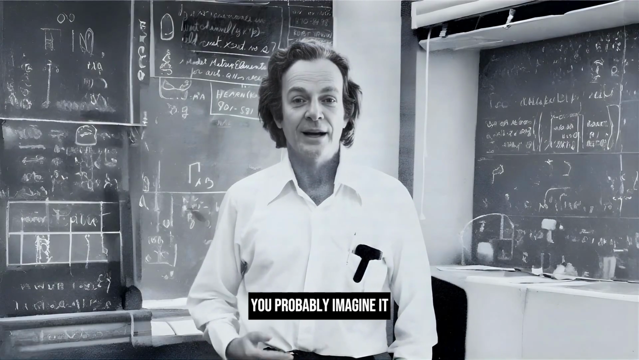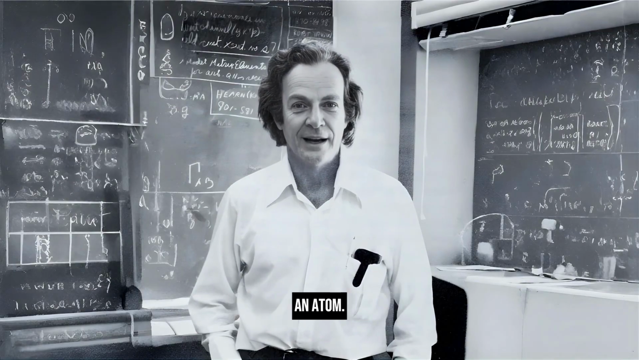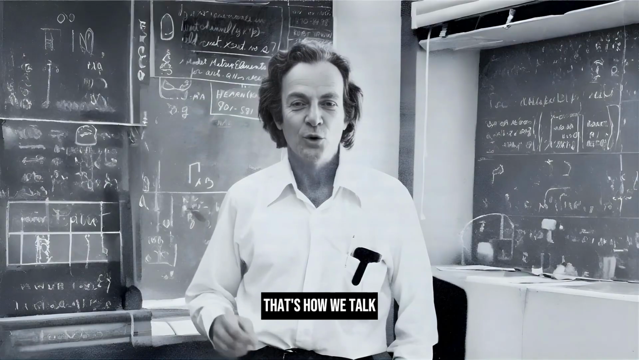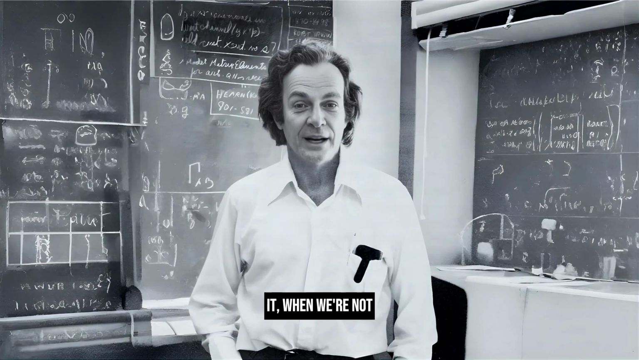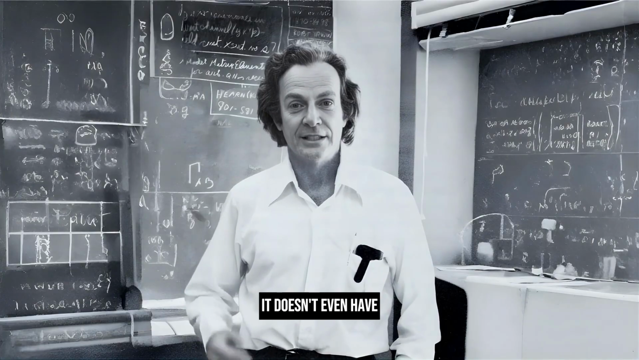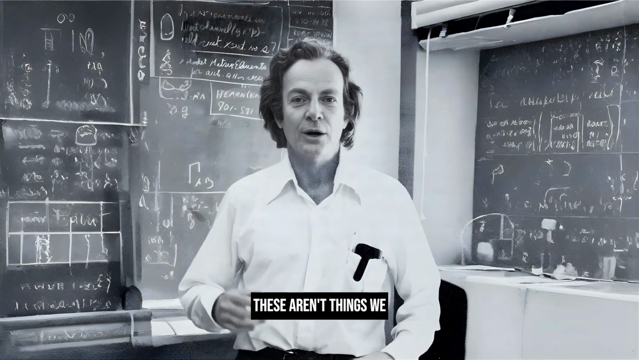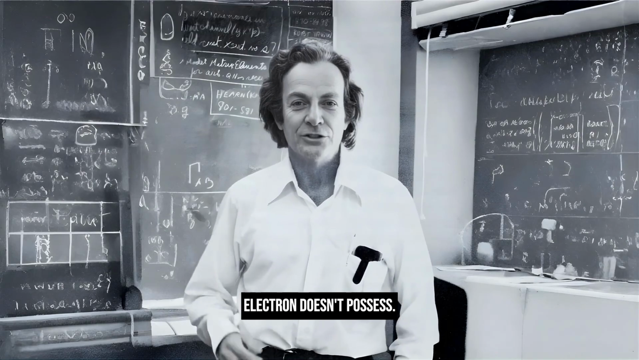You probably imagine it as a tiny particle, a little ball of charge spinning somewhere in an atom. That's how we draw it. That's how we talk about it. But that's not what an electron is. When we're not measuring it, when we're not interacting with it, an electron doesn't have a position. It doesn't have a velocity. It doesn't even have a trajectory. These aren't things we fail to know about the electron. These are things the electron doesn't possess.